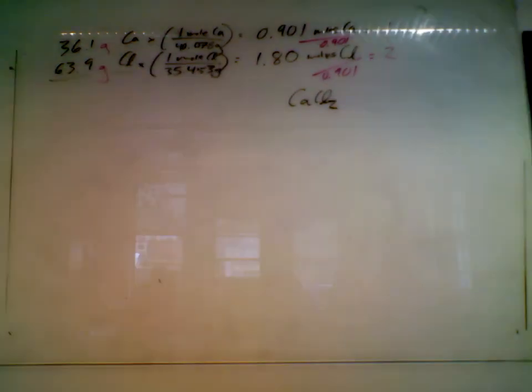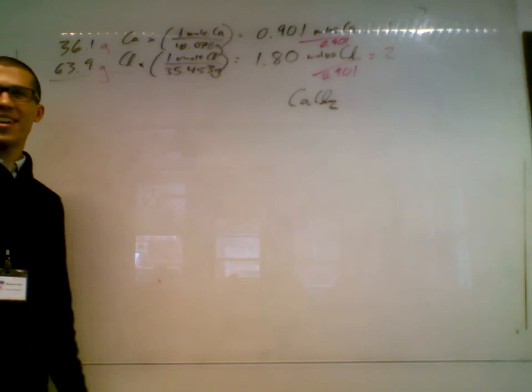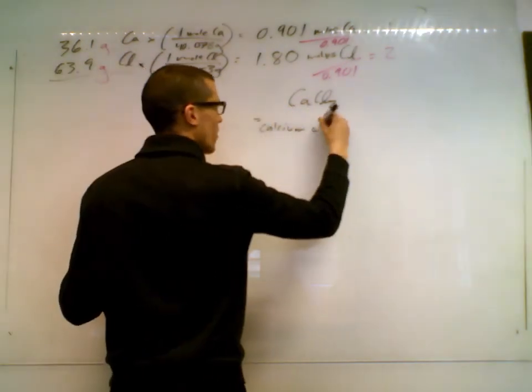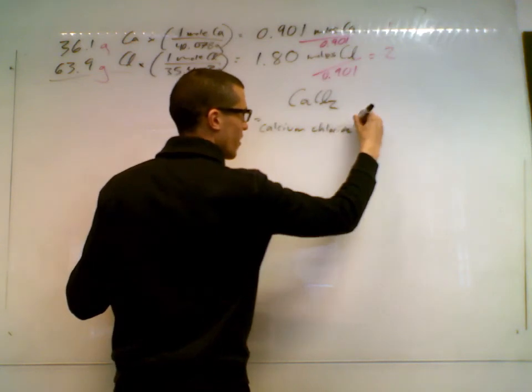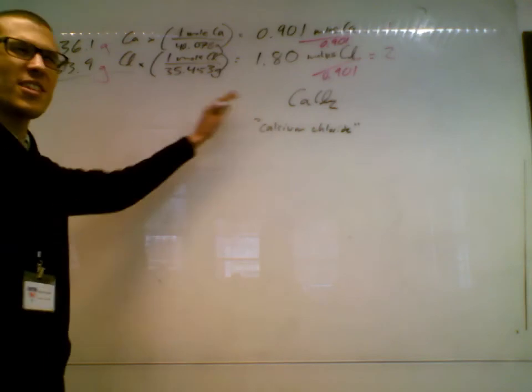Now, what if I ask you a really weird question, like, what's the name of this formula? Calcium chloride, that's right. This is calcium chloride. You're going to be on the test? Oh my god, what if I ask that? Then I cry, I fail, my head explodes. No! Calcium chloride, this is an ionic bond.